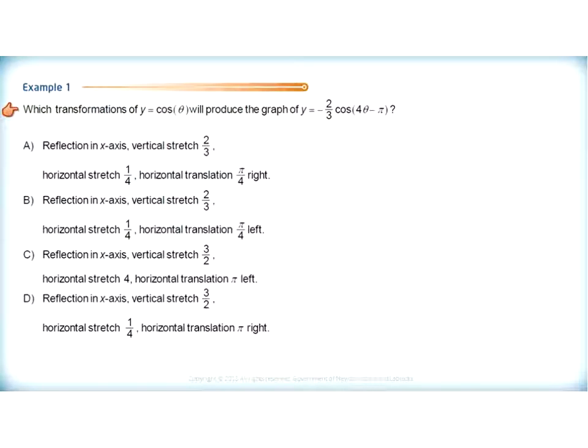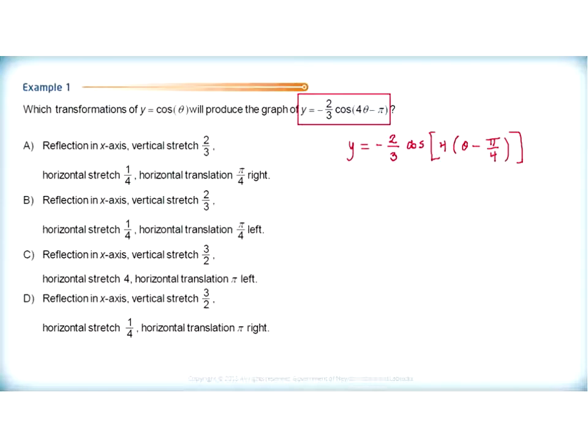In the first example, which transformations of y equals the cosine of theta will produce the graph of y equals negative 2/3 times the cosine of 4 theta minus pi? We need to rearrange the equation so that we can identify the horizontal stretch as well as the horizontal translation. So we will rewrite the equation as y equals negative 2/3 multiplied by the cosine of, we'll take 4 out as a common factor, 4 times theta minus pi over 4.